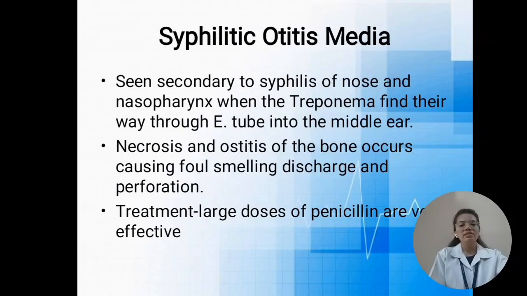Now, the fifth one is syphilitic otitis media, seen secondary to syphilis of the nose and nasopharynx, where the treponema finds its way through the eustachian tube into the middle ear. Necrosis and osteitis of the bone occurs, causing foul-smelling discharge and perforation. Treatment: a large dose of penicillin would be given.